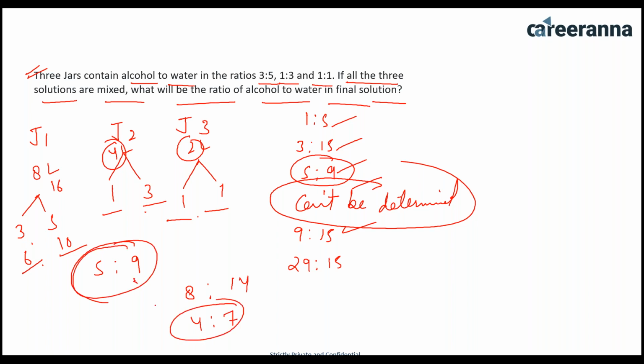Both of these values are different. So I can take any number and answer will differ. So answer for this question is cannot be determined. Is it clear to all?